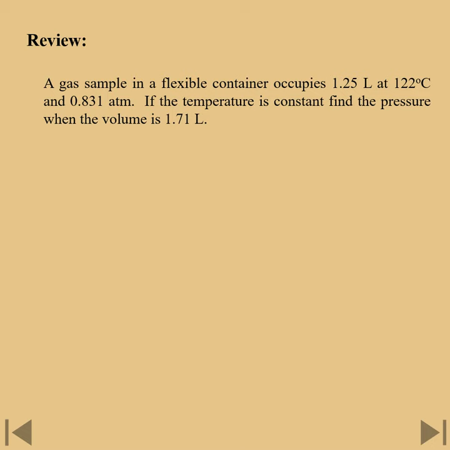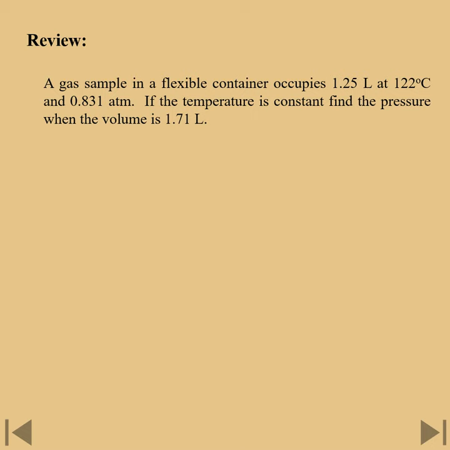Okay, let's practice some of the things that we learned here today. We're told a gas sample in a flexible container occupies 1.25 liters at 122 degrees C and 0.831 atmospheres. If the temperature is constant, find the pressure when the volume is 1.71 liters.